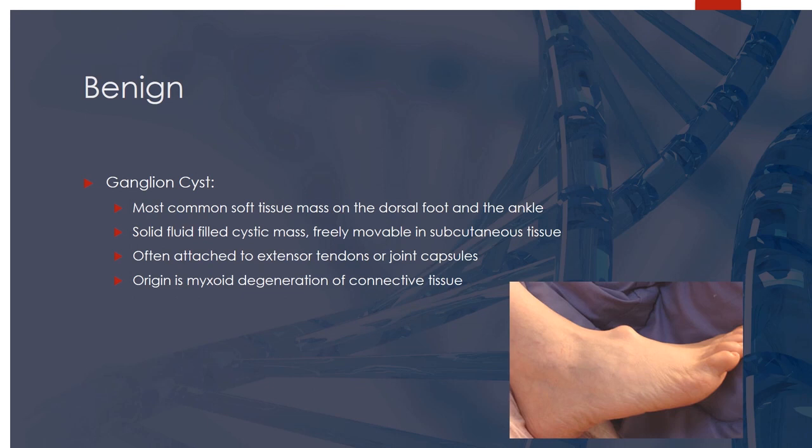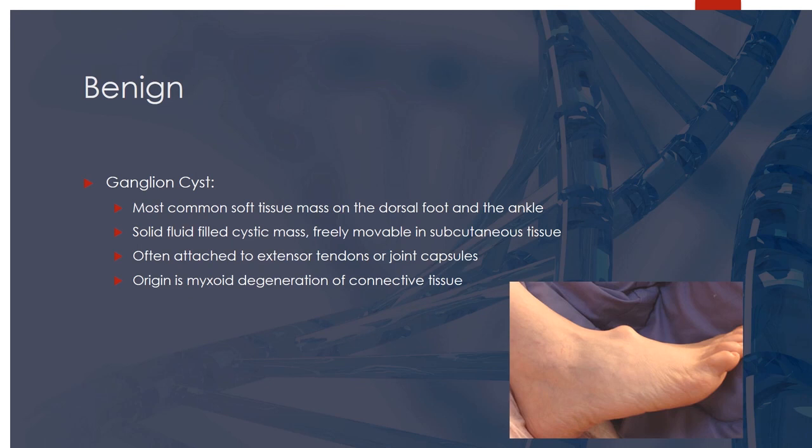Ganglion cyst, every podiatrist is very familiar with these. The most common soft tissue mass on the dorsal foot and ankle. Fluid-filled cysts, they can vary in size. They can sometimes get smaller, sometimes get bigger. They have a varying history, we'll hear from patients. These have a high recurrence rate.